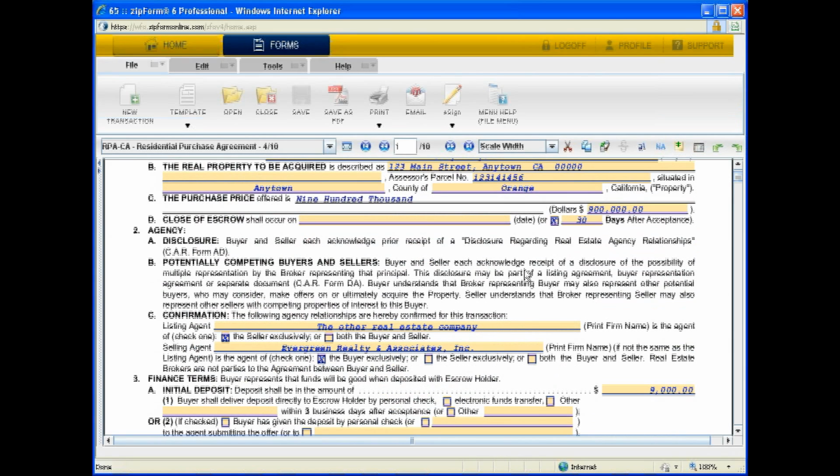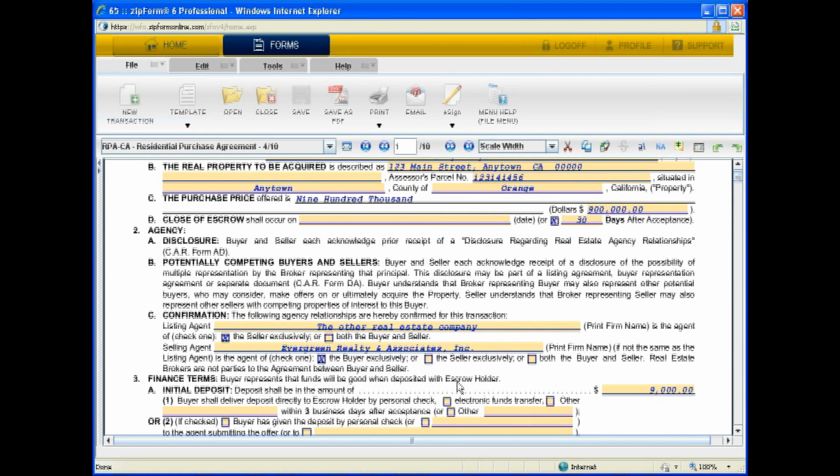So the agency disclosure, you don't need to circle. Sometimes I see people will circle on the agency, you know, buyer's agent or seller's agent. You don't really need to do that. It's simply a disclosure telling people what type of agency relationship. Where the relationship is confirmed is in 2C under confirmation, and that's this area here.